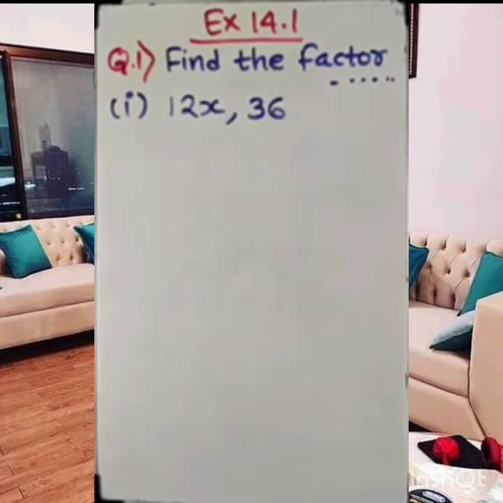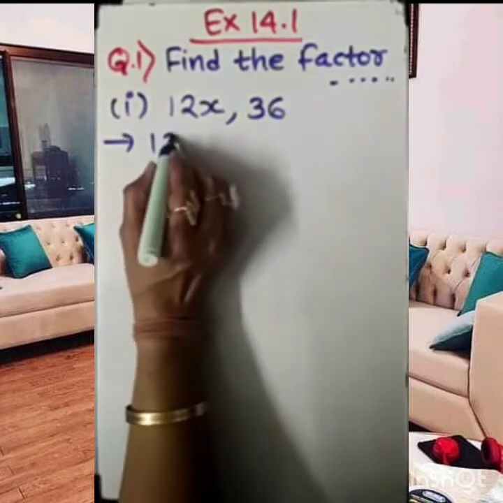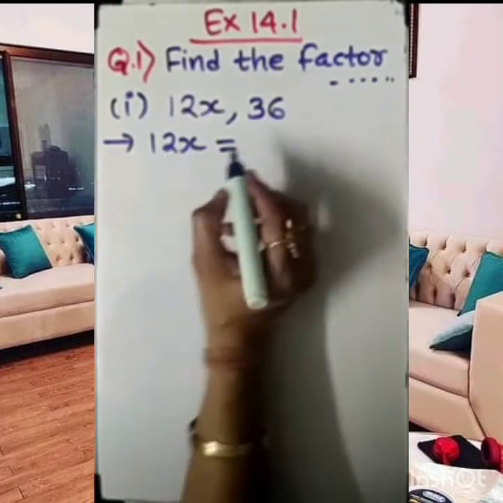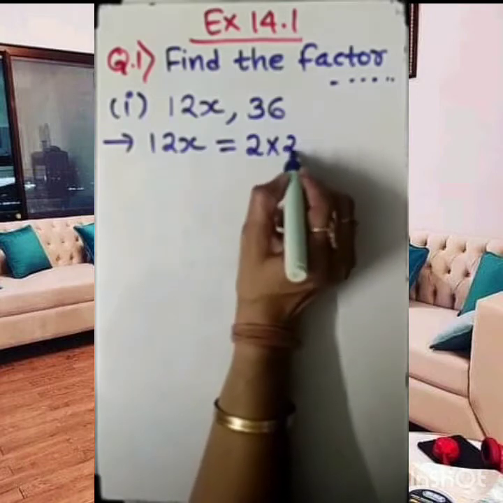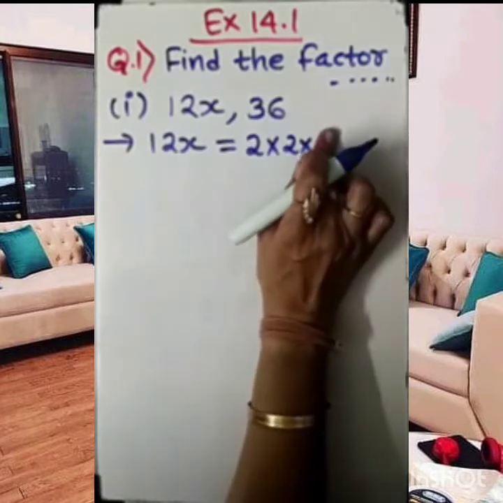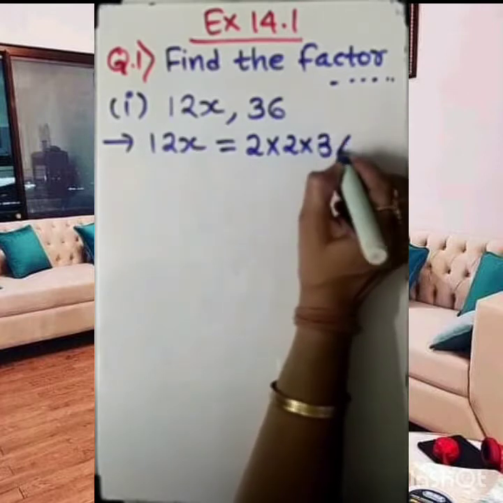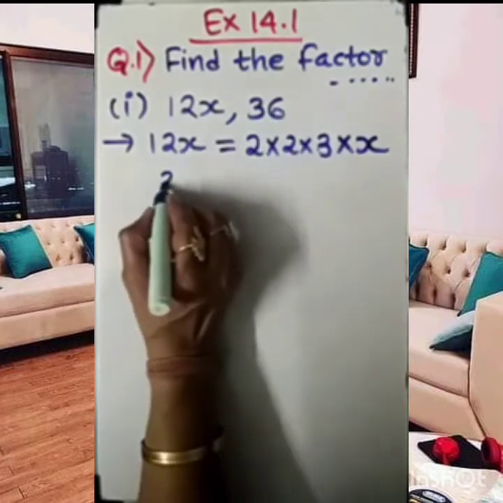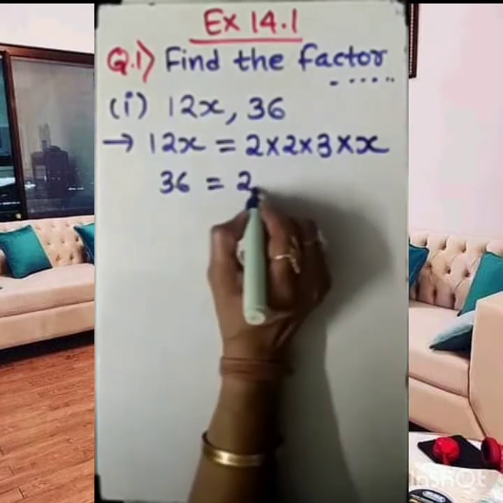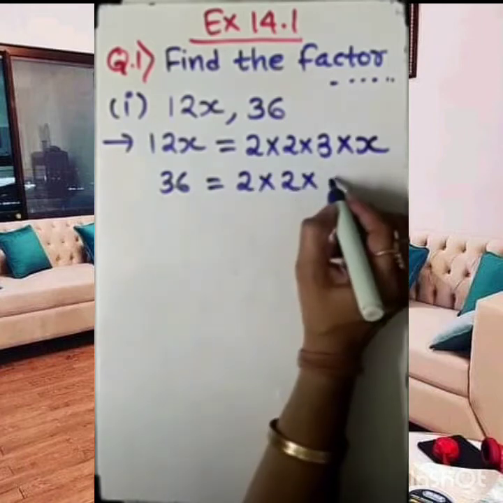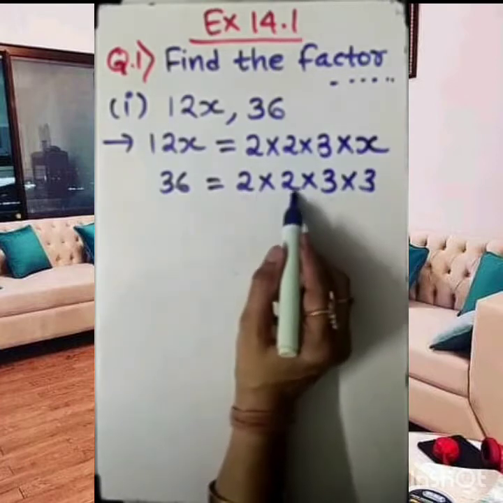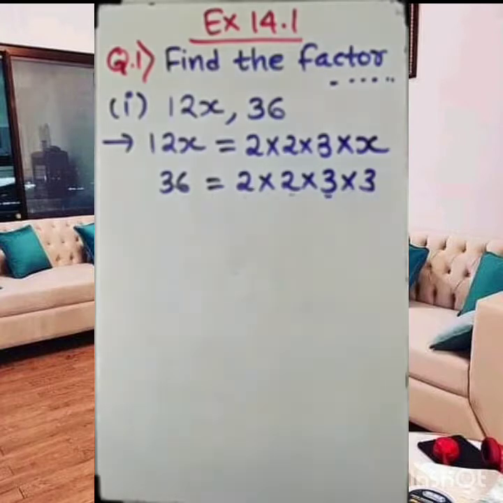So, first of all, let's take out the factors of 12x. As we know, 12 has the factors 2 into 2 into 3, and then into x. These are the factors of 12x. Let's work out 36. We know 36 has factors 2 18s are 36, 2 9s are 18, and 3 3s are 9. 2 2s are 4, 4 3s are 12, 12 3s are 36. These are the factors of 36.